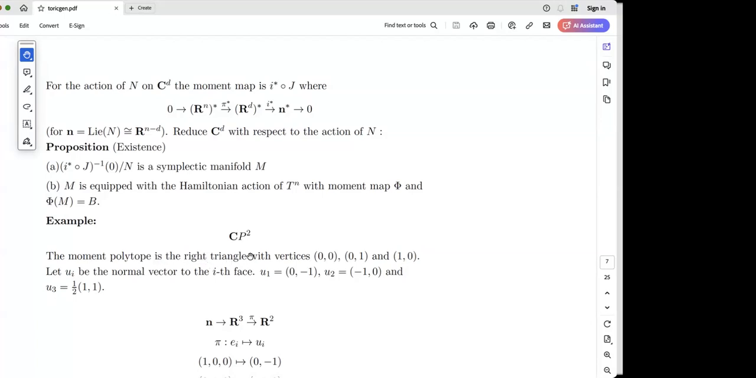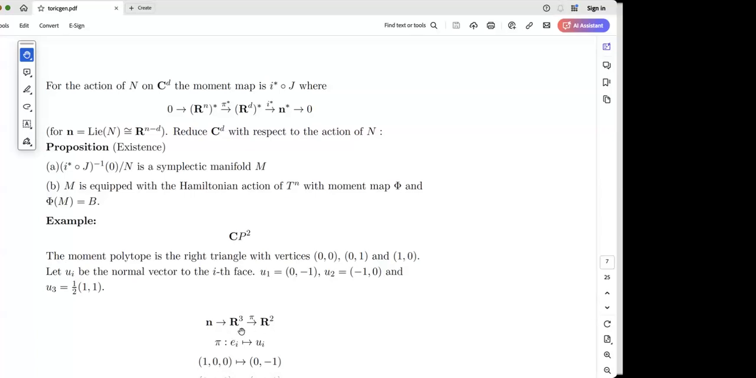So here's an example, CP2. The moment polytope is the right triangle with vertices (0, 0), (0, 1), and (1, 0). I'll let u_i be the normal vector to the ith face. So u1 is (0, minus 1), u2 is (minus 1, 0), and u3 is (1, 1). But this probably should be 1 over square root of 2.